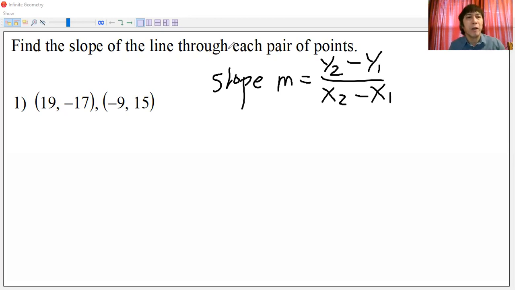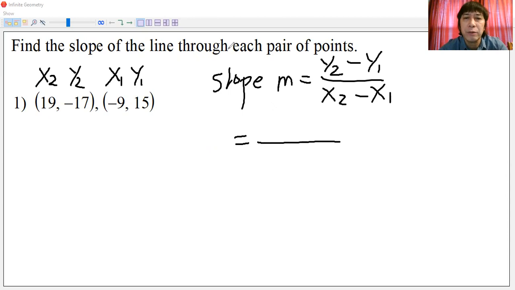So when you substitute those numbers in the formula, then they won't get mixed up. All right, so any point will do, whichever you want to start first. So for the given point 19 comma negative 17, or 19 for x and negative 17 for y, you may put the labels x2, y2 there. And then for the second point, you can label the negative 9 as the x1 and 15 the y1 there.